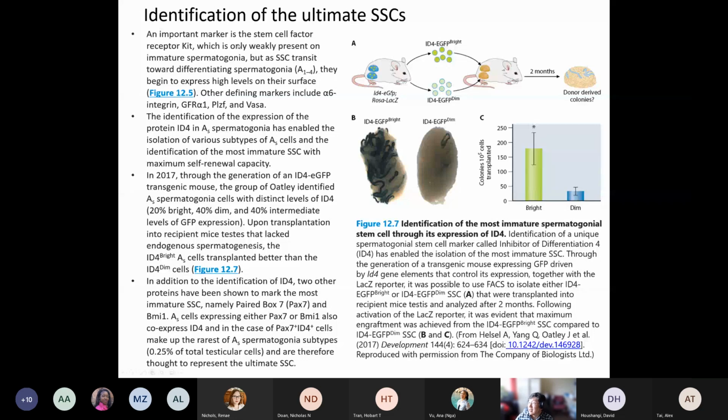Okay, so in early days, people knew that the SSC should express KIT. KIT is also a marker for hematopoietic stem cells, as you learned previously. And scientists have known that KIT is a marker, but not for the immature spermatogonia, but rather when they move toward differentiating spermatogonia. That's A14. Only when they move toward that more differentiated spermatogonia do they express higher c-KIT. Therefore, KIT is not a good marker. Although it is a marker, it is not a marker for the ultimate SSC.